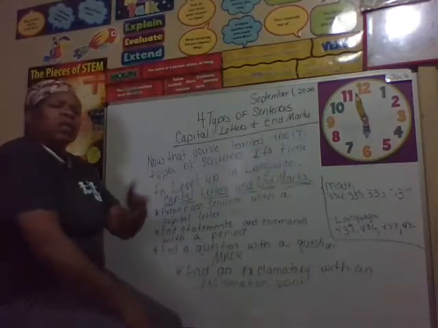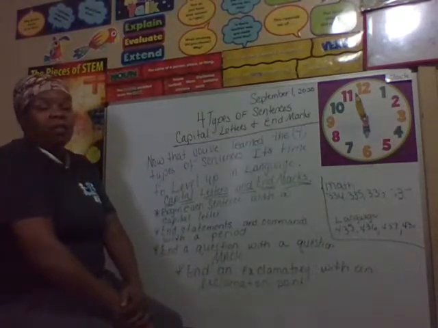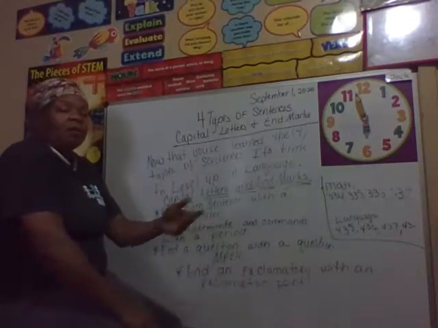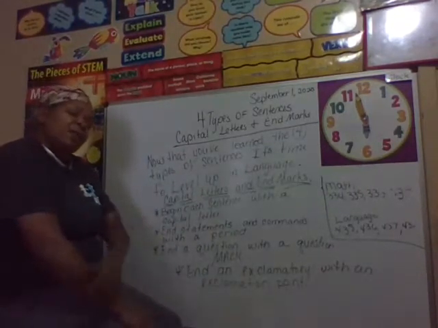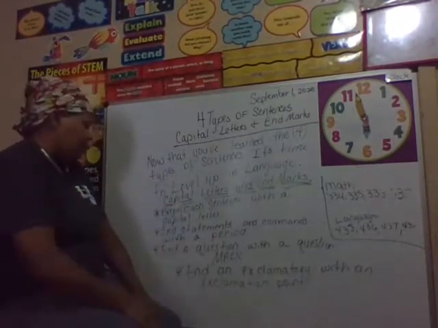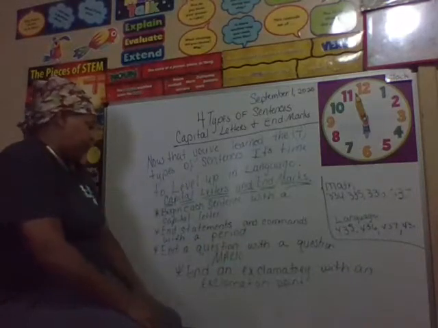Now, those are sentences like those WH questions that we talked about yesterday. Those what, when, where, why, and how types of questions. Well, when you ask those types of questions, then you're going to end them with a question mark. Let's go to rule number 4.